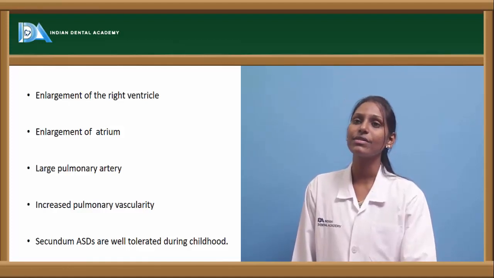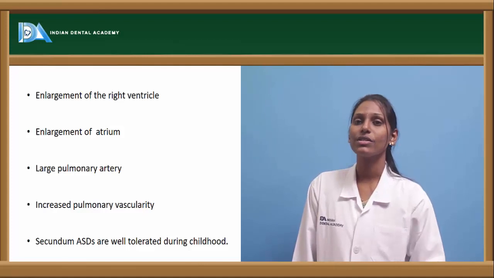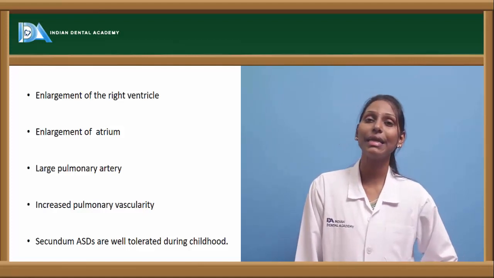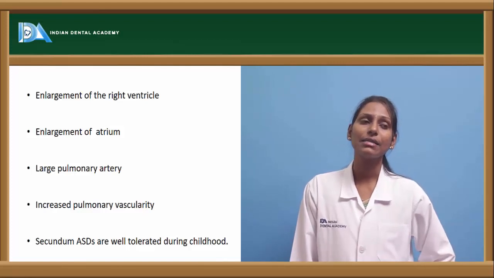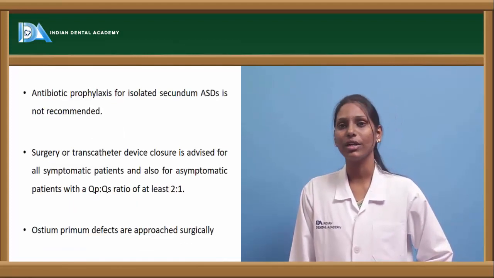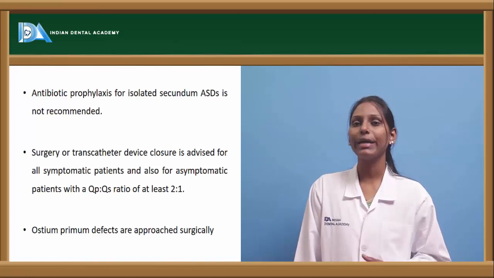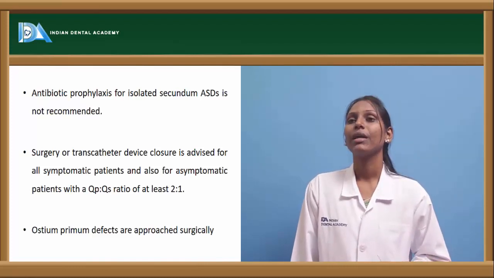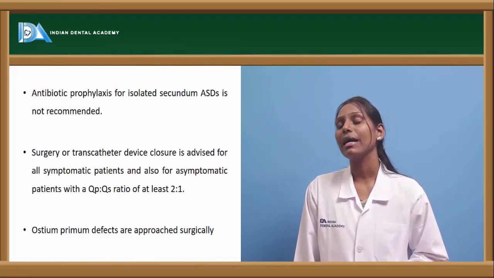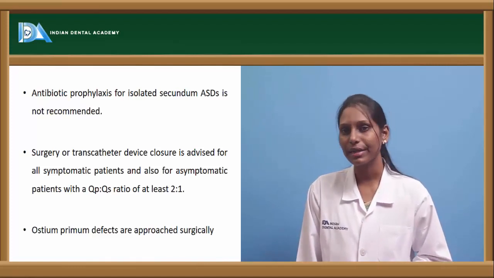Other manifestations include a large pulmonary artery. There will be increased pulmonary vascularity there, and secundum ASDs, that is atrial septal defects, are well tolerated during childhood. We have 2 ASDs, one is primary ASD and the other is secondary ASD. Antibiotic prophylaxis for isolated secundum ASD is not recommended.